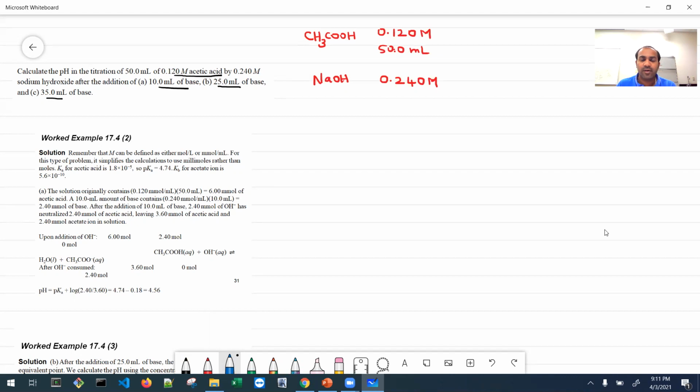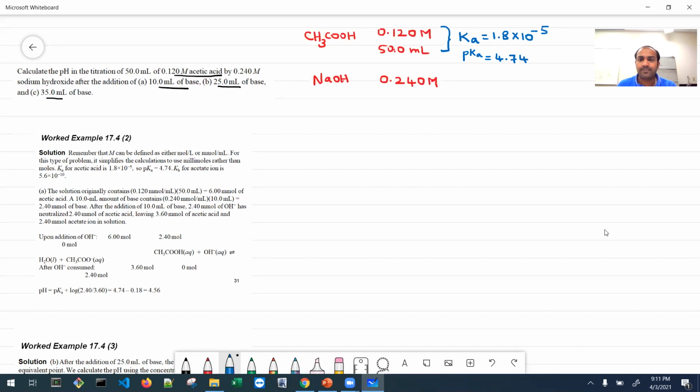And also in the problem here, they did not give you, but they will be given the Ka value for acetic acid. The Ka value for acetic acid is 1.8 times 10 to the negative 5. And then once you find out the pKa value for this, that will be 4.74. We've been seeing this number from past examples. And okay, so this is the problem.